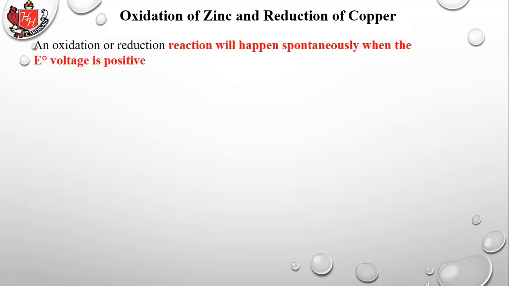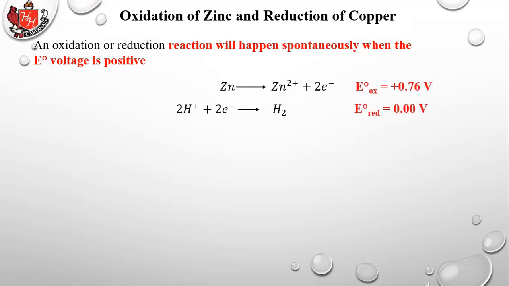Okay. So now we're going to put both of those last 2 slides together. An oxidation or reduction reaction will happen spontaneously when the reduction potential, which is the voltage, is positive. So here what we're doing is we're taking zinc and we're oxidizing it, which is what zinc naturally wants to do, to hydrogen. It wants to give away 2 electrons and become a zinc 2+ cation.